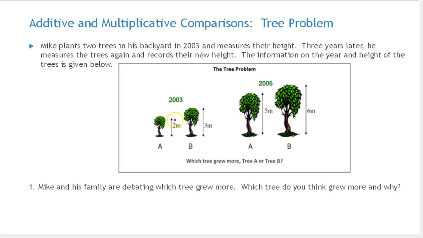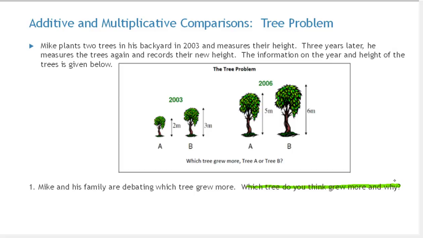So in 2003, tree A is 2 meters tall and tree B is 3 meters tall. In 2006, tree A is 5 meters tall and tree B is 6 meters tall. So our first question is, Mike and his family are debating which tree grew more. Which tree do you think grew more and why?